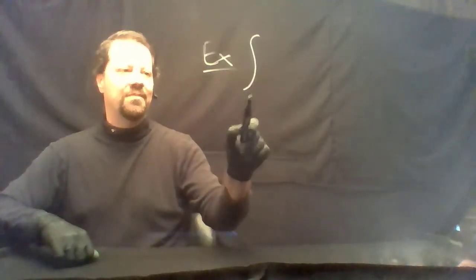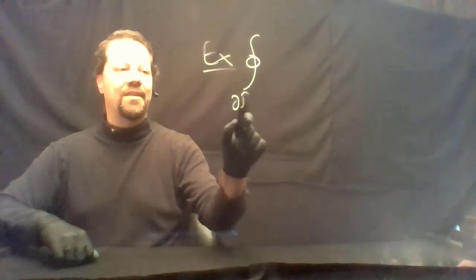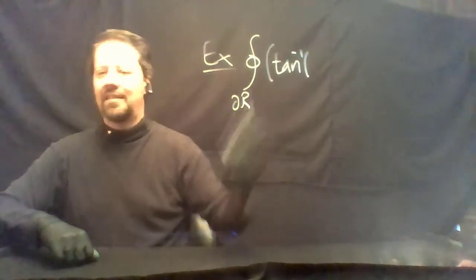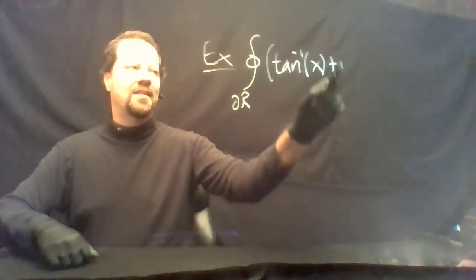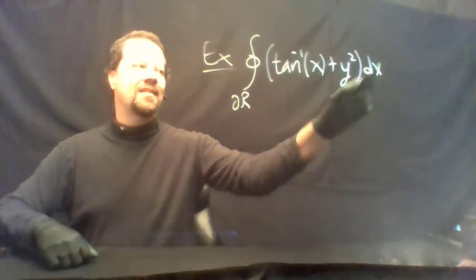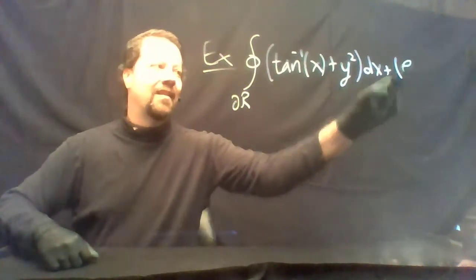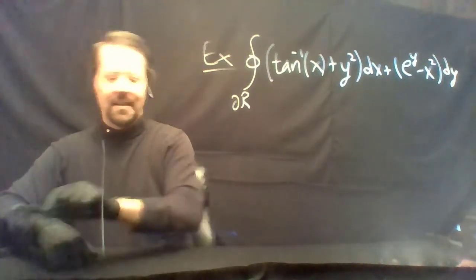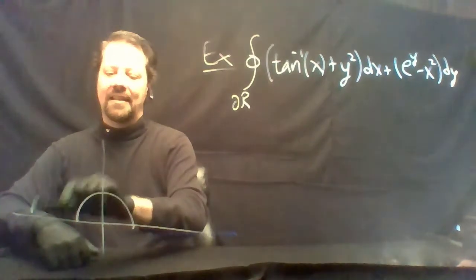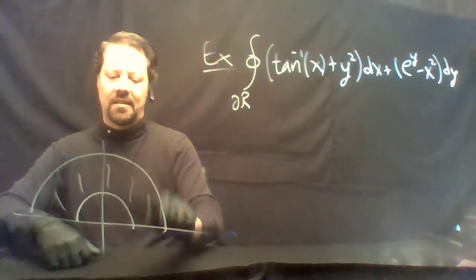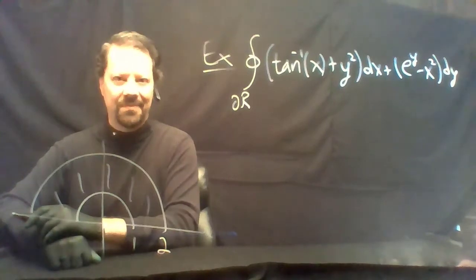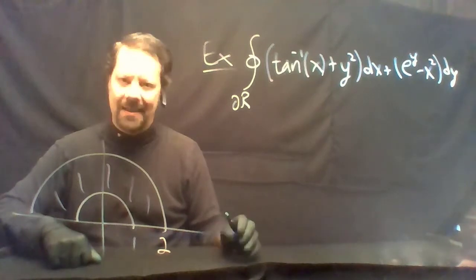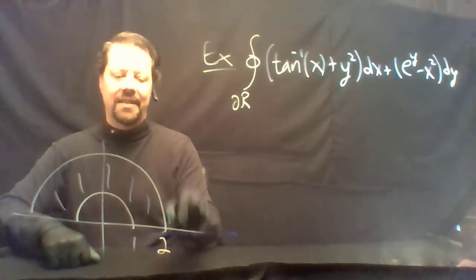In our next example, we're going to integrate around the boundary of some region of arctangent of x plus y squared dx plus e to the y minus x squared dy. The region is going to be a half annulus between 1 and 2. It looks like this will be a real mess to integrate around the boundary.